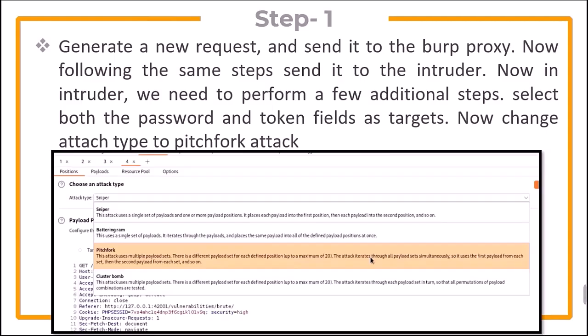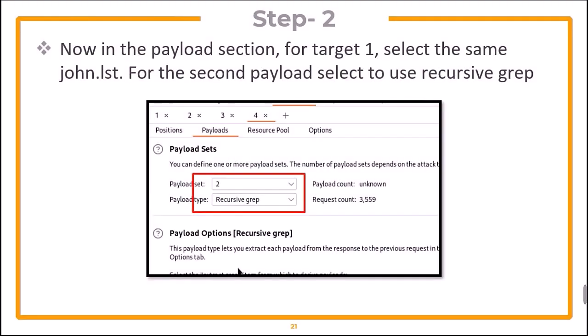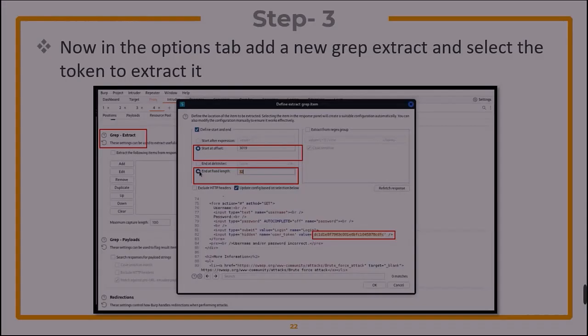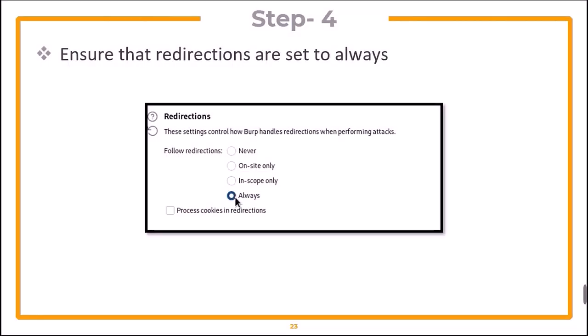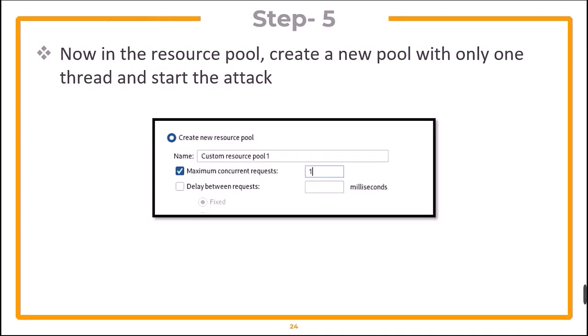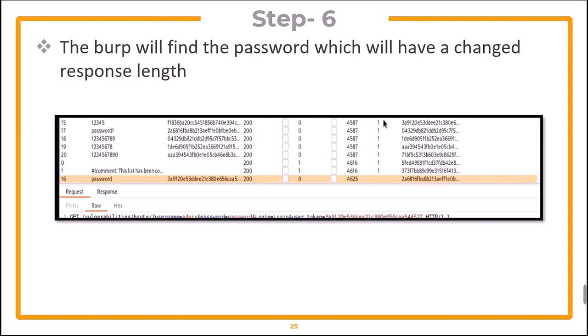Now, change the attack type to pitchfork attack. Now in the Payload section for Target 1, select the same john.list file. For the second payload, select to use recursive grep. Now in the Options tab, add a new grep extract and select the token to extract it. Ensure that the redirections are set to Always. Now in the Resource pool, create a new pool with only one thread and start the attack. Burp will find the password, which will have a changed response length.